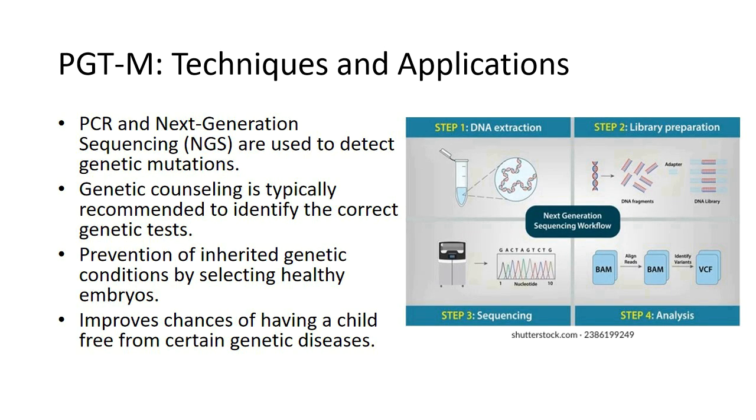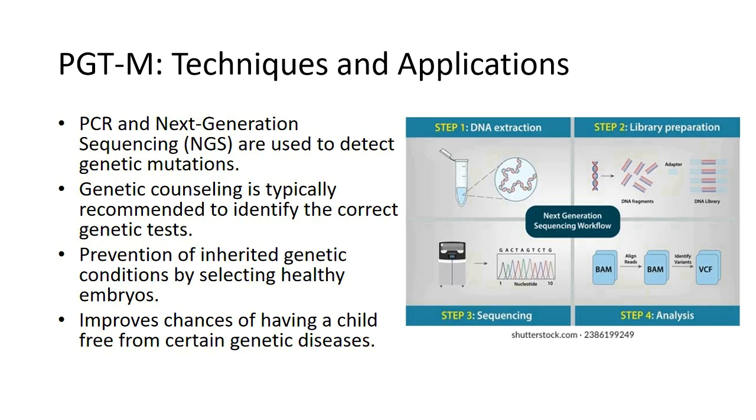B. Techniques used in PGT-M, single cell biopsy. A single cell is removed from the embryo, typically from the blastomere, on day 3, though blastocyst biopsy can also be performed. The DNA from the cell is analyzed for the presence of the genetic mutation causing the disease in question. PCR, polymerase chain reaction, and next-generation sequencing, NGS, are commonly used to analyze the genetic material for specific mutations.